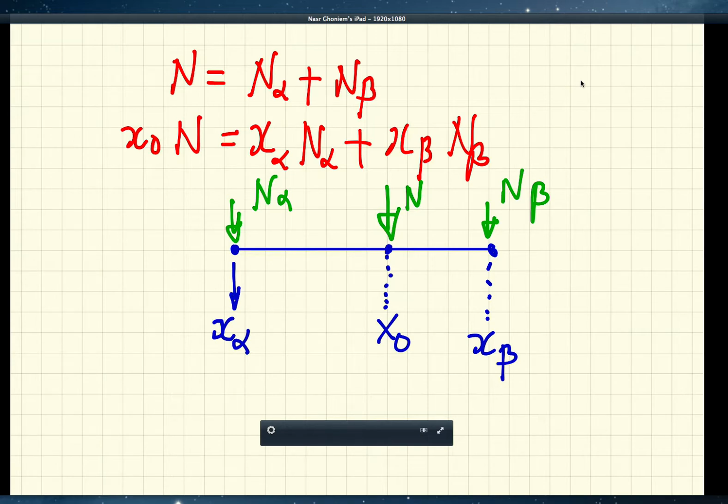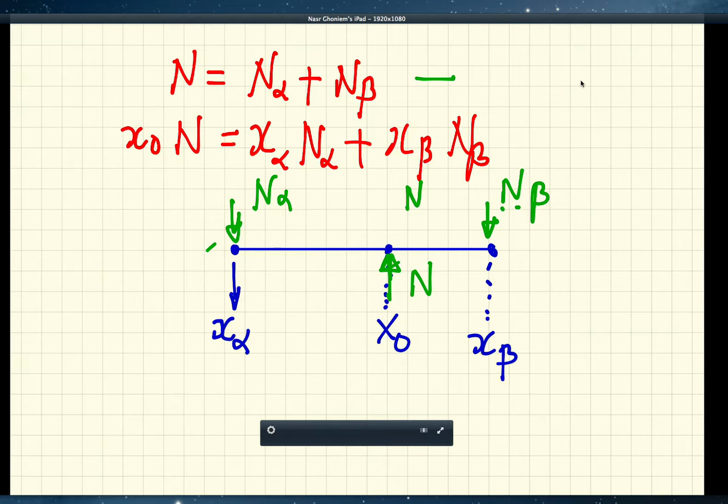So in mechanics, we know that N is the sum of these two forces. This is equation 1, the sum of forces, which is equilibrium. I should reverse the arrow to make it consistent with mechanics. So if I make the arrow here, this is N. So N is equilibrating N alpha and N beta.